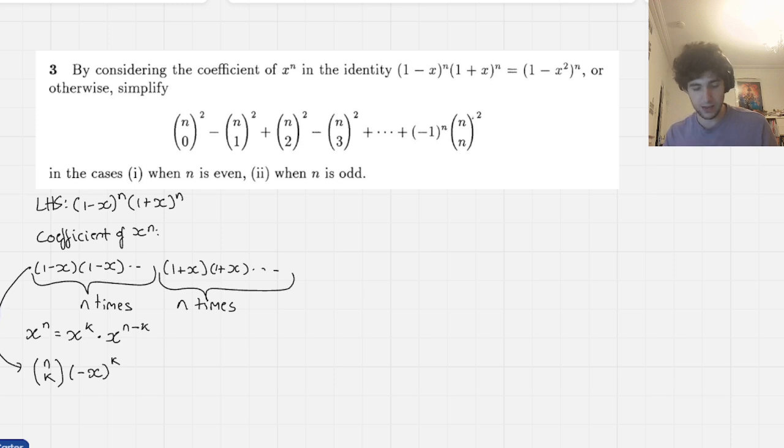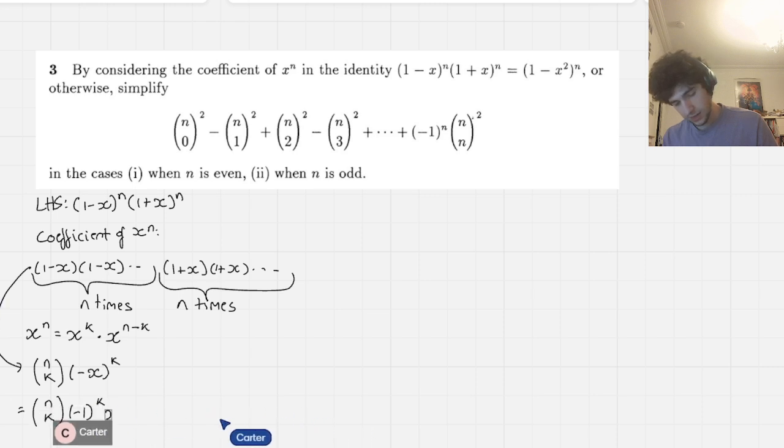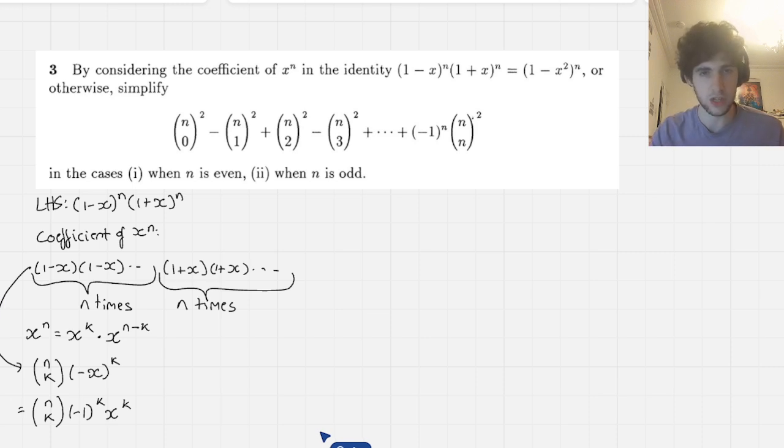from that left-hand side. So this is just exactly the same as n choose k multiplied by minus 1 to the k times x to the k, because we can split apart minus x to the k like that. This is effectively the same thing we did in the beginning of the question with 1 minus x to the n times 1 plus x to the n equal to 1 minus x squared to the n, because I know how I can combine things when they're raised to the same power.